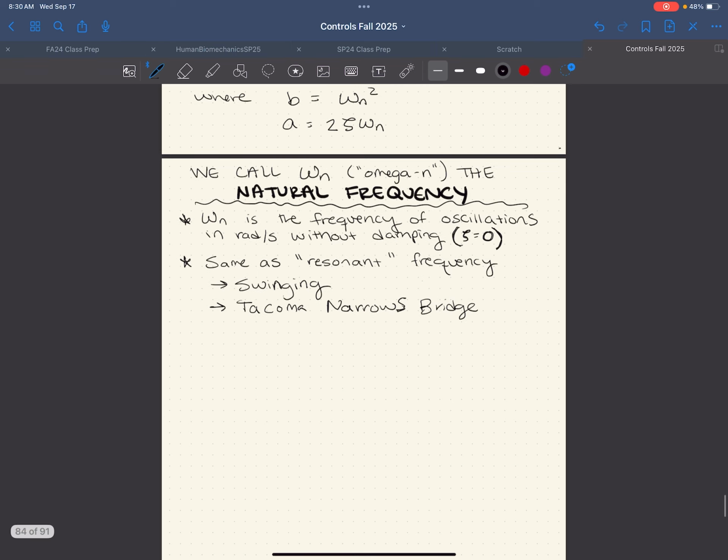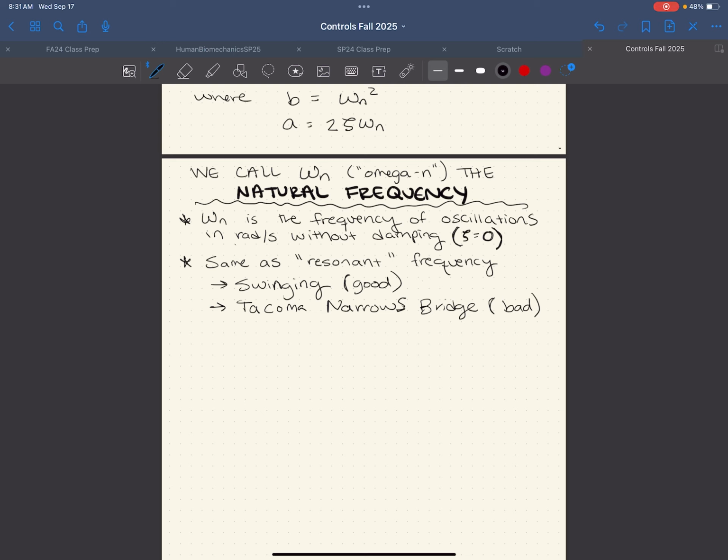So these are two examples of natural frequency. Swinging, we couldn't actually swing on our own without matching the natural frequency of the swing. So in that case, we used resonance to our advantage, whereas the Tacoma Narrows Bridge was obviously a bad instance of hitting the resonant frequency, so that caused a failure.